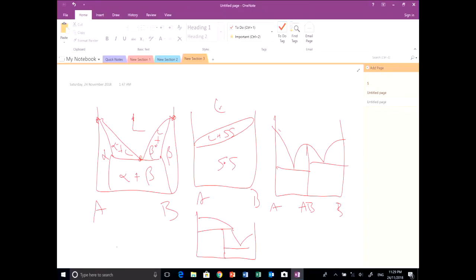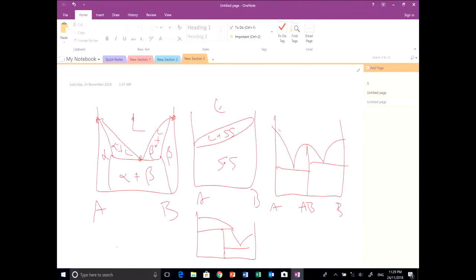All right, so we have an intermediate phase, and I can define it any way I want. But if it's on the edge of a diagram, if it's an end member, I have to make it congruently melting. If I don't, I will have a quasi-binary, quasi-ternary, or pseudo-binary or pseudo-ternary phase diagram, not a true one. Okay, so we have these guys that can happen.